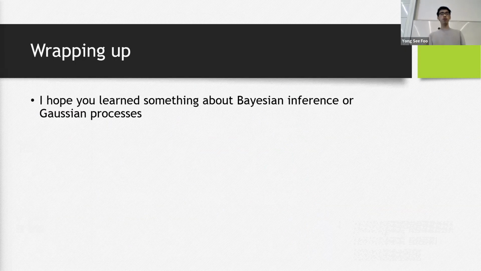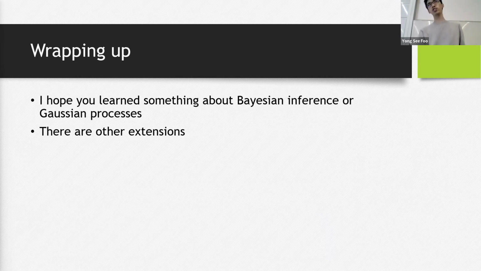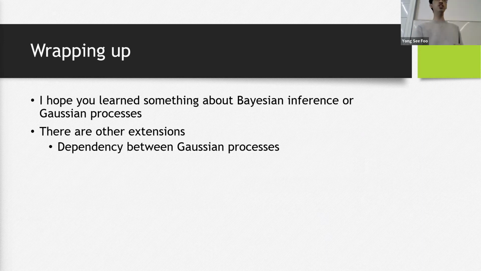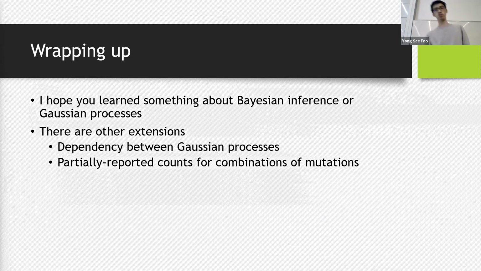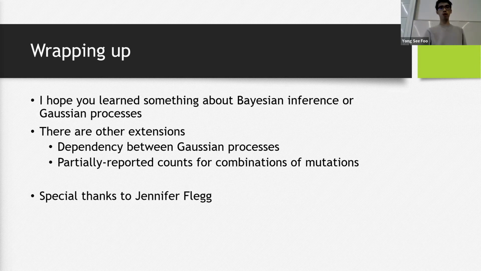So wrapping up, I hope you learned a thing or two about Bayesian inference or about Gaussian processes. There are a lot of other extensions to this, actually. This is part 1 of 3 of my research. I really don't have time to talk about other things, which is how you can make these different Gaussian processes dependent as well, and also what to do if people don't fully report all their data, which happened a lot when I looked at the data. So special thanks to my supervisor, Jennifer Fleck, who has been helping me a lot with getting this project together and developing the ideas behind it.